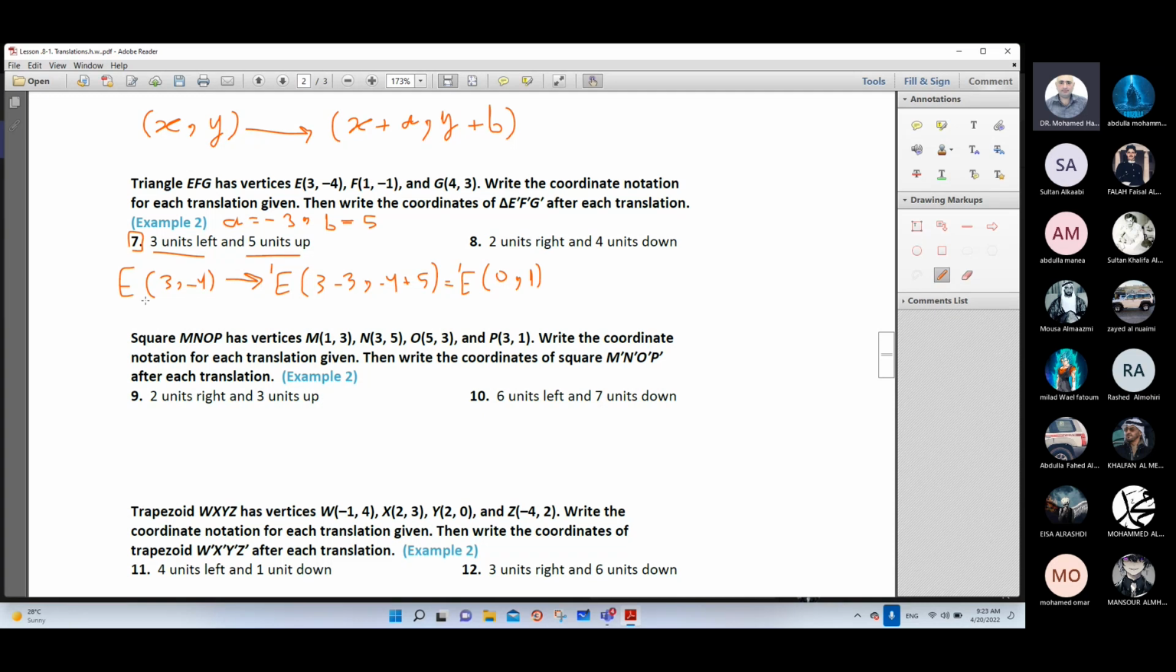The second point, F, (1, -1). The translation rule x plus A, this is x, 1, and this is A, negative 3, so 1 minus 3. Then y plus B, this is y, negative 1, plus B means plus 5.